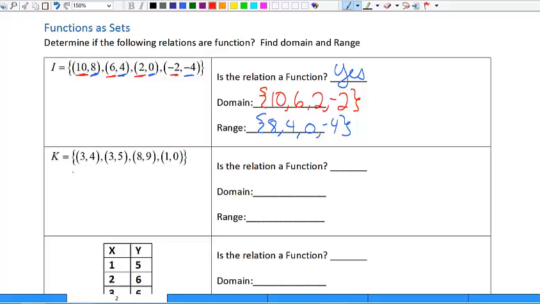All right, let's do this again. 3, 3, 8, and 1. So my domain is 3, 3, but I'm not going to write it again, 8 and 1. My range is my y values: 4, 5, 9, and 0. But notice, is this a function, yes or no? Well, the red value 3 is being mapped to 4, but then later it's being mapped to 5. So this red 3 is trying to date both 4 and 5 at the same time? I don't think so. That is not a function.